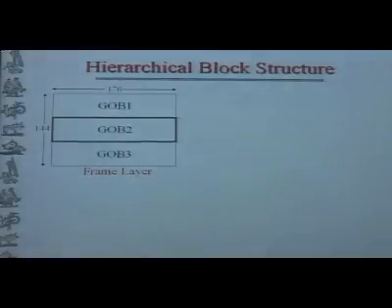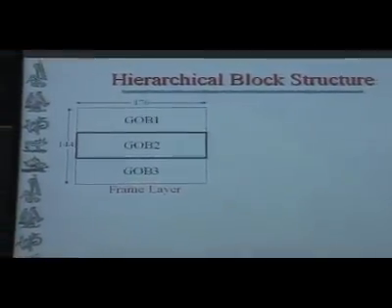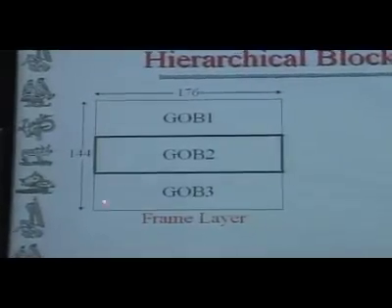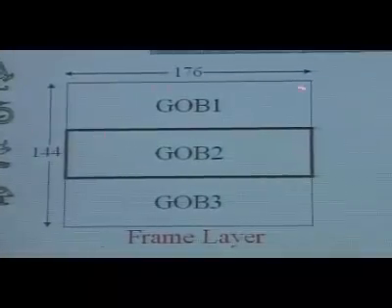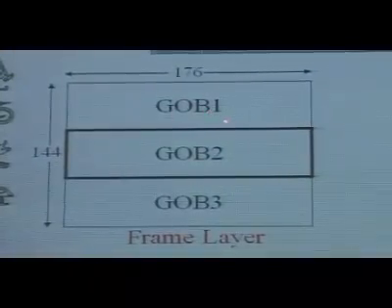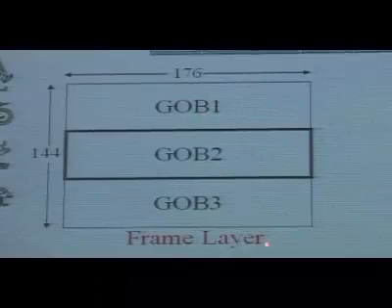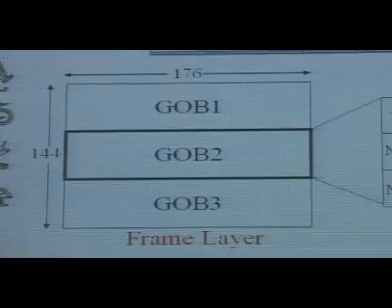Now this codec is really simple. It has fixed resolution. It only works with QCIF and CIF. QCIF is 176 by 144, and CIF is twice this size. It breaks that QCIF frame into groups of blocks. There are 3 groups of blocks, 1, 2, 3. Each group of blocks gets split into a bunch of macro blocks.